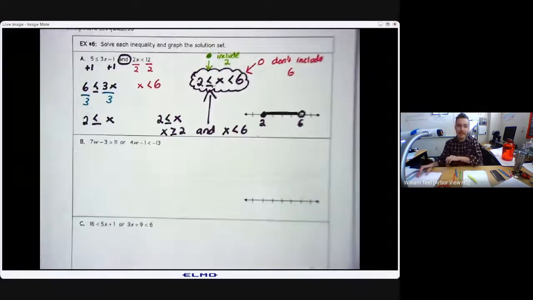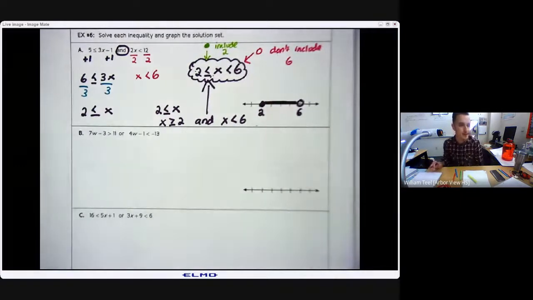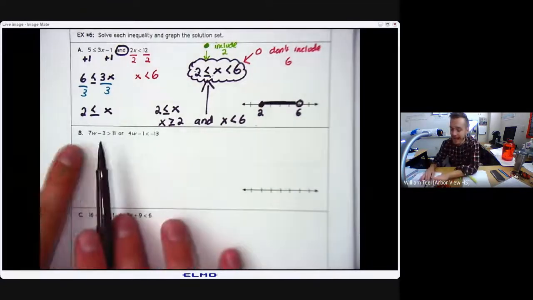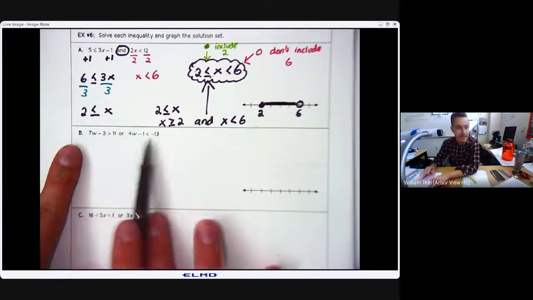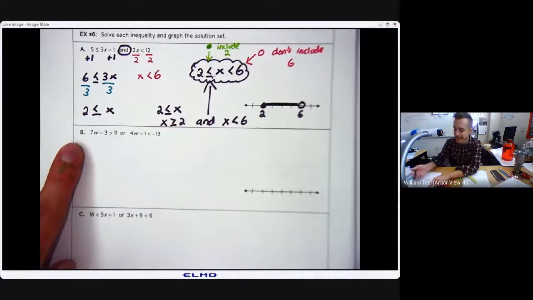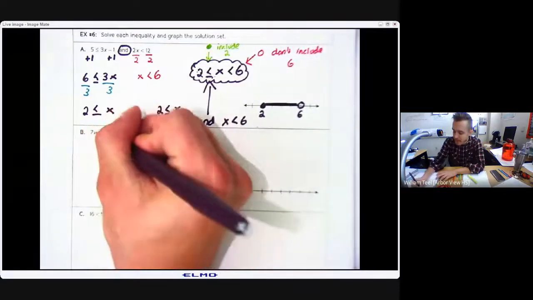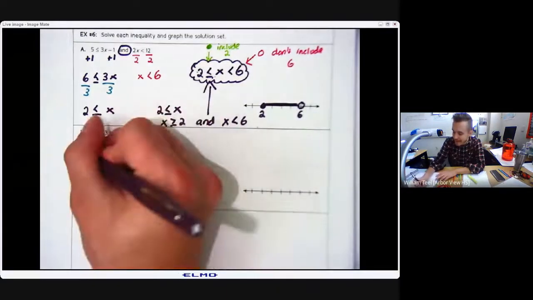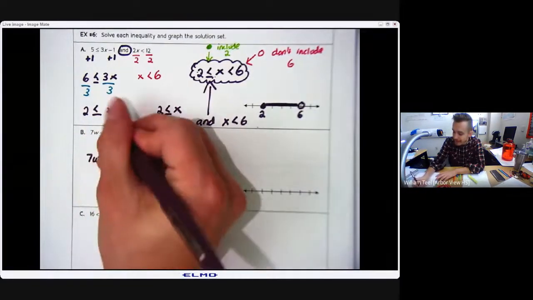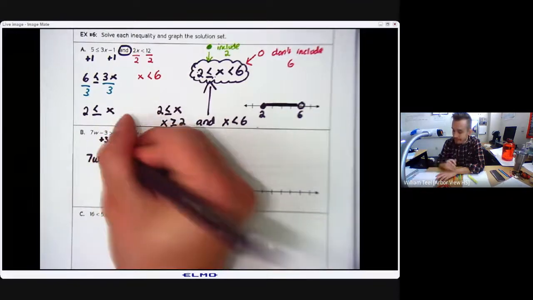Let's move on to part B. We have 7w minus 3 is greater than 11, or 4w minus 1 is less than negative 13. All right, so let's go ahead and put these separate. Solve for w, get w by itself. So what I'm going to do, I'm going to add 3 to both sides on this first inequality. So I have 7w is greater than 11 plus 3, which is 14.